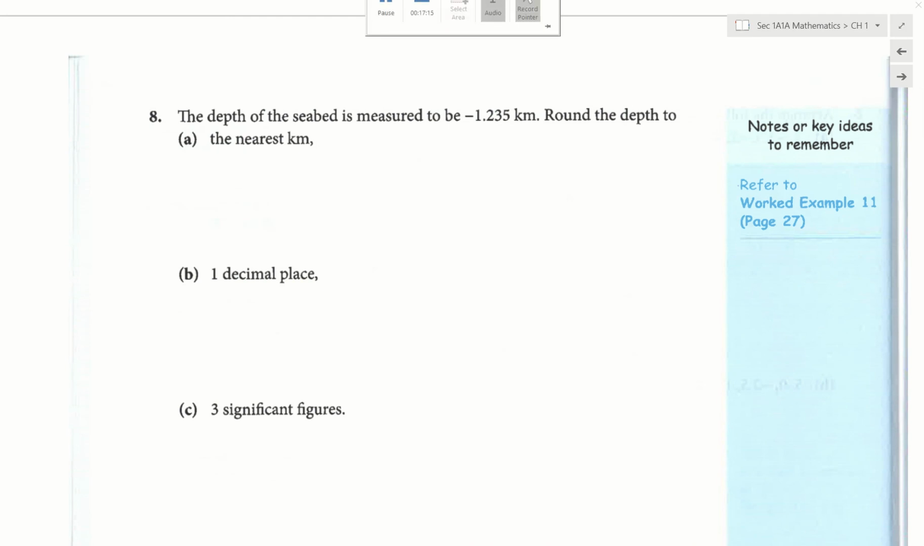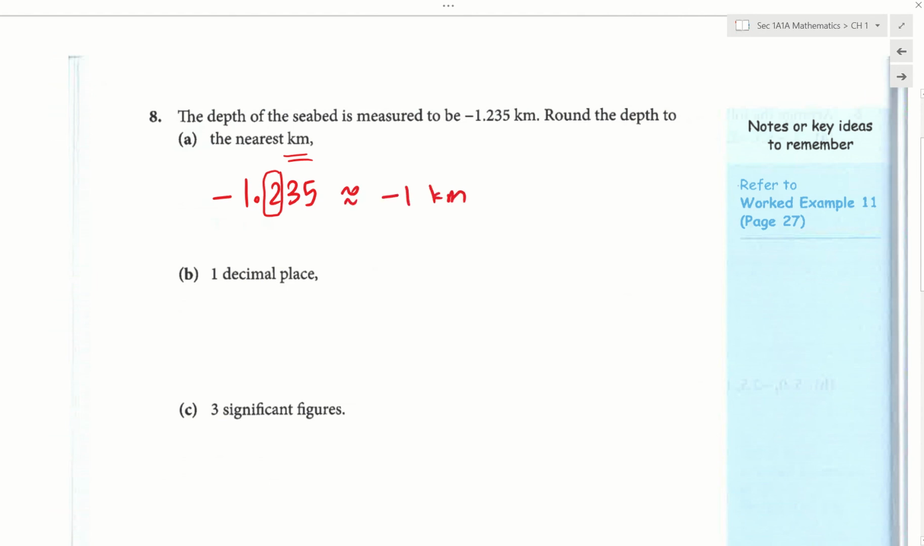Negative 1.235 km. Write it down. Negative 1.235. Round off to the nearest km. So I circle the 2. Do I need to draw an up arrow? No need. Negative 1 km.